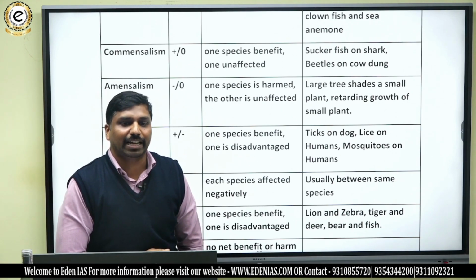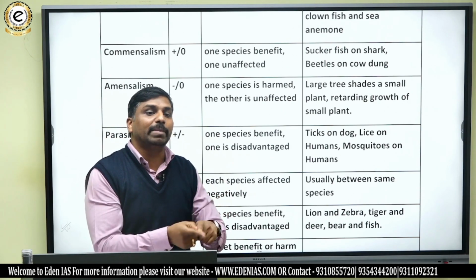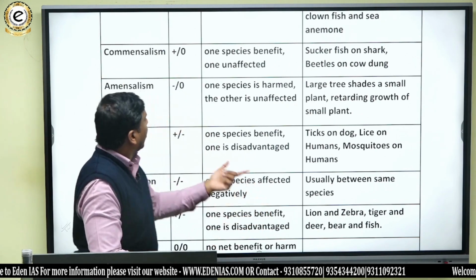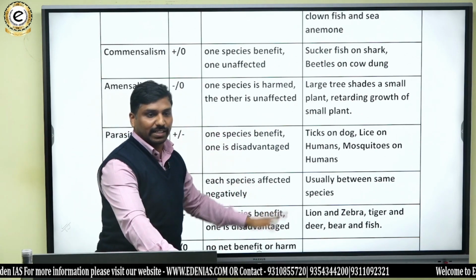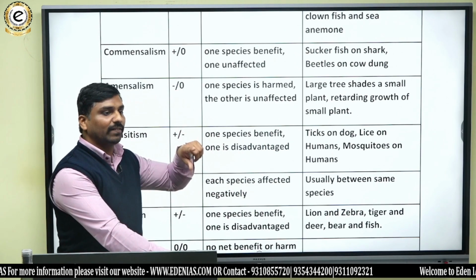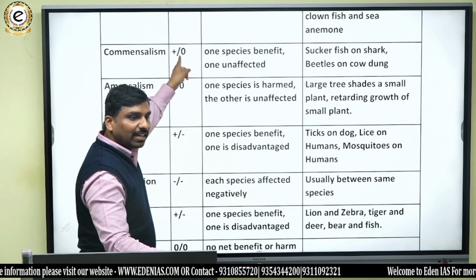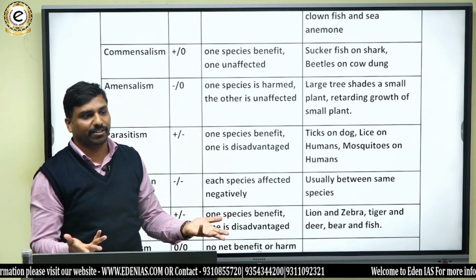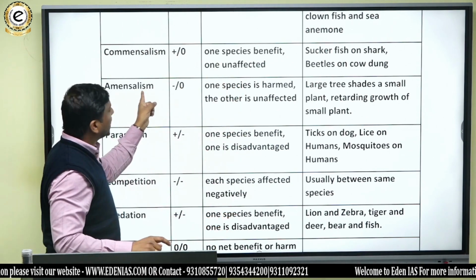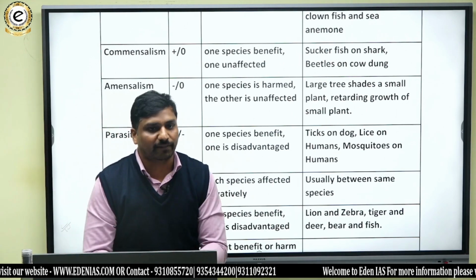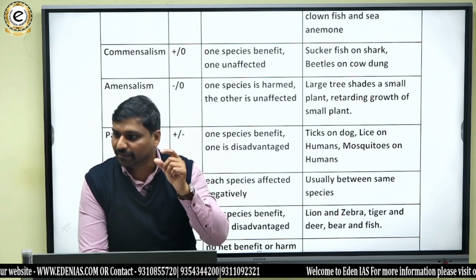Amensalism: here one species will be harmed and the other species is unaffected. Commensalism: one would be benefited, the other is neither harmed nor benefited. In amensalism, one would be harmed and the other would be unaffected. Can you identify the difference between the two?